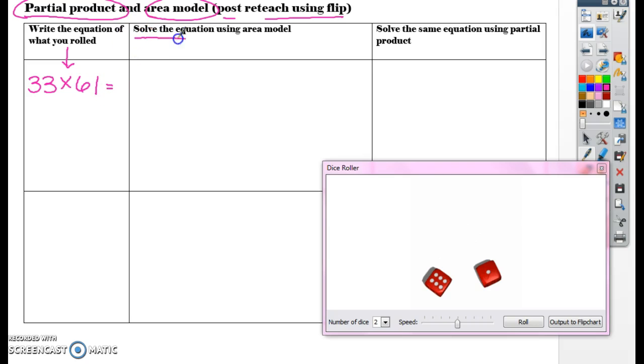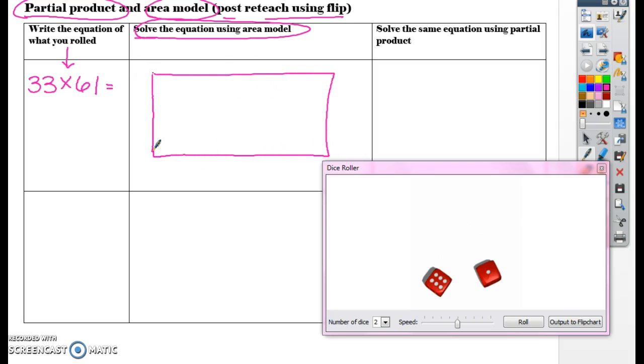Now, in this box it says to solve the equation using an area model. So I'm going to draw my area model, which is just a box, right? And then I'm going to set it up. I'm going to take 33 and expand it to 30 plus 3. Then I'm going to look at 61 and expand that to 60 plus 1. Okay? Now I have to make my partial boxes so that I can make this easier.